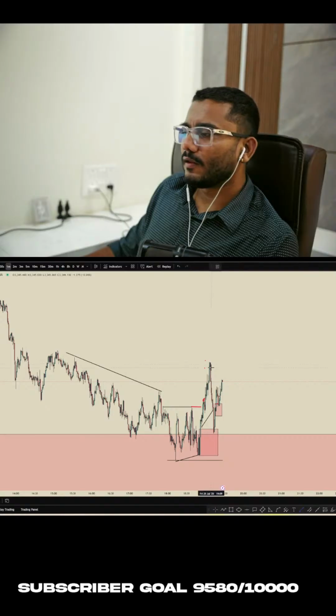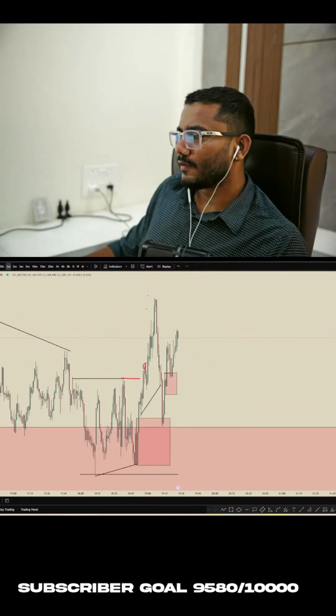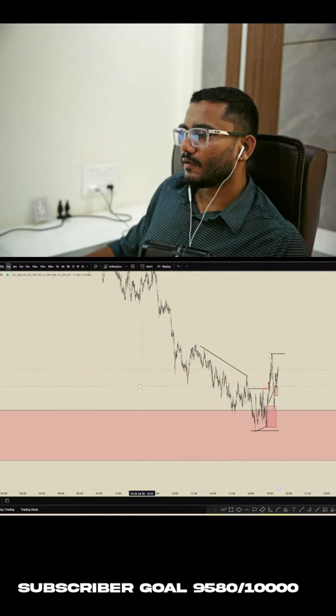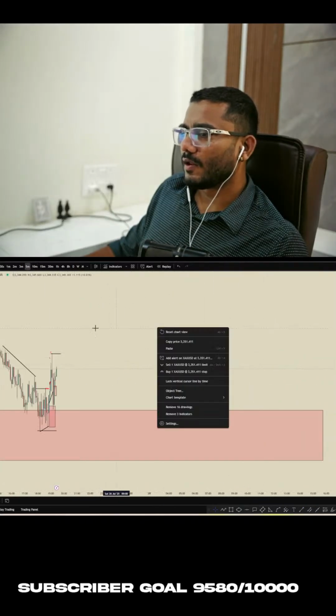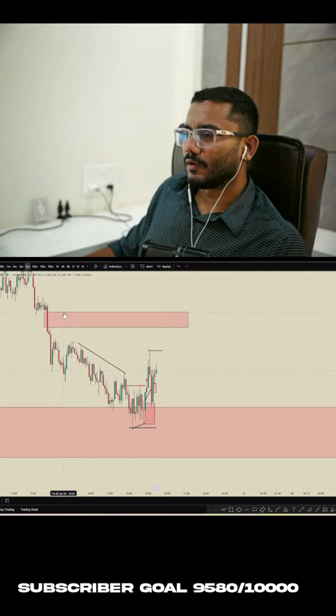If this breaks, then we can expect, if this high breaks on gold, we can expect this imbalance to be filled. This next imbalance, this one or this one.